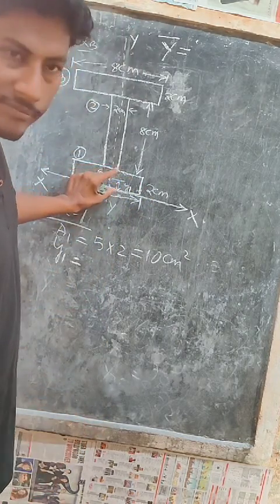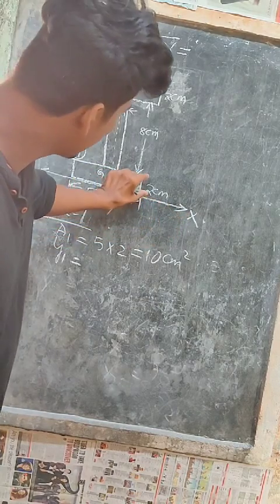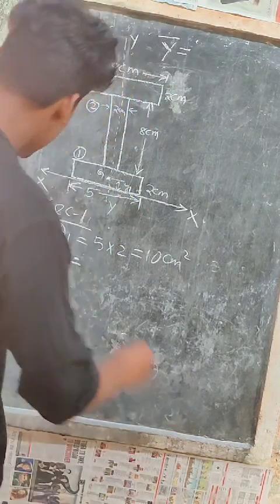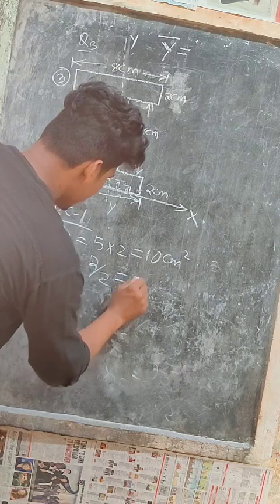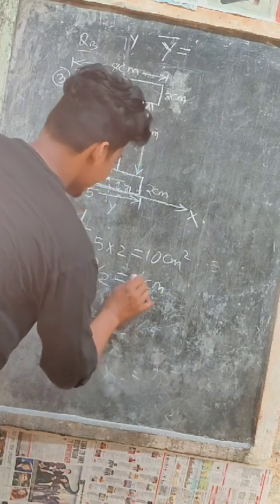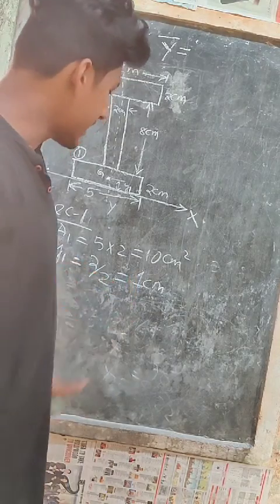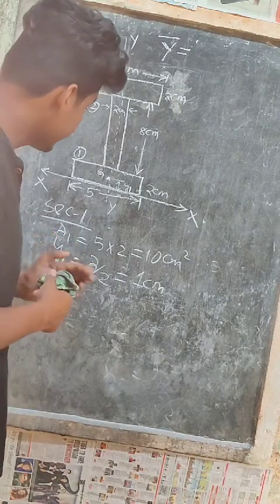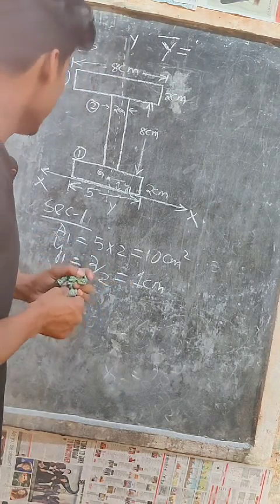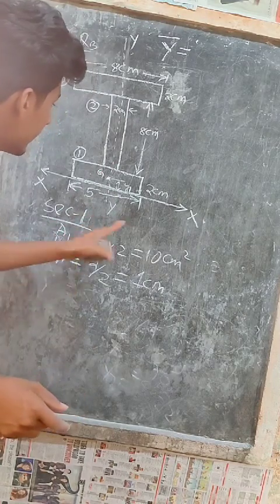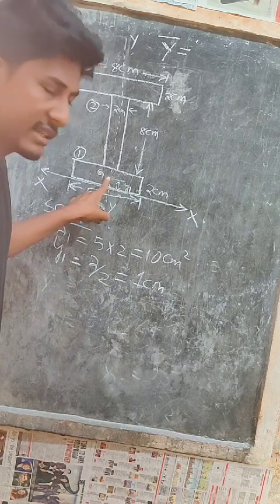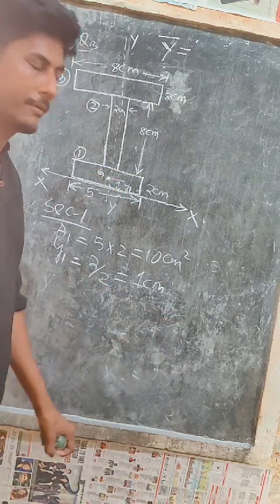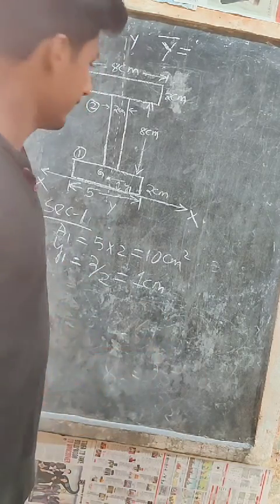So what is the distance? If you can see that this is 2 centimeter, and the half distance is, I think, 1 centimeter. So 2 by 2 equal to 1 centimeter, and this is the distance from the x-axis to the CG of the first section. You can remember it very precisely, because it is very important. It is the middle point, and this is 2 centimeter, and this is 1 centimeter. Now section 1 is completed.